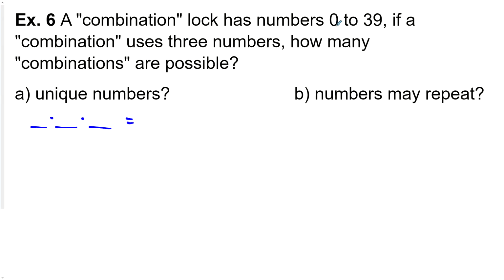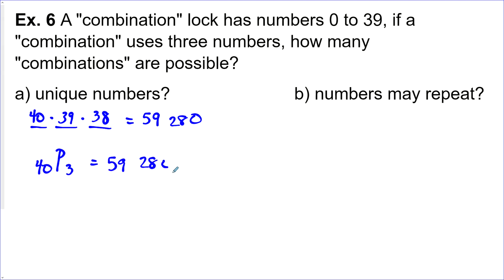How many options are there? Careful with this question because we include 0 here. So there's actually 40 options for the first number. We used 1 up and we can't repeat it, so 39 options for the second and 38 for the third. And that's 59,280. But this is just a permutation, and we have 40 options, and we're making a permutation with 3 of them. So this also equals 59,280.